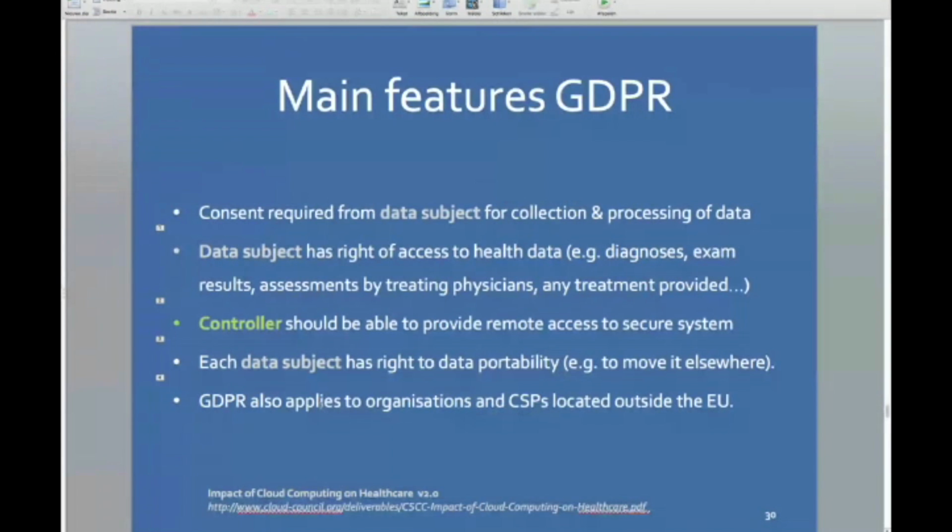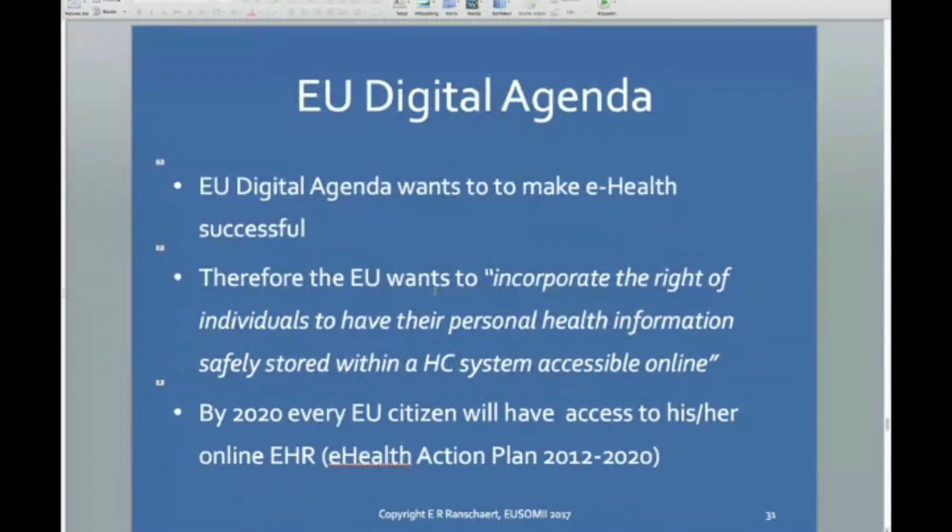The GDPR also applies to organizations and cloud service providers located outside the EU. So even when, for example, American services are being provided, they should follow this legislation. What is on the political European digital agenda? Well, it wants to make e-health successful, and therefore the European Union wants to incorporate the right of individuals to have their personal health information data safely stored within a healthcare system accessible online. So this means that European politicians are supporting this kind of image sharing. They also say that by 2020, every citizen will have access to this data.